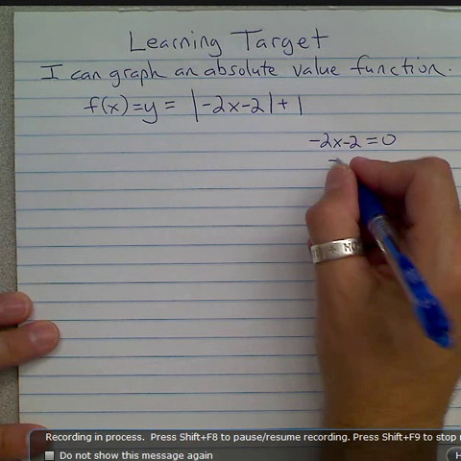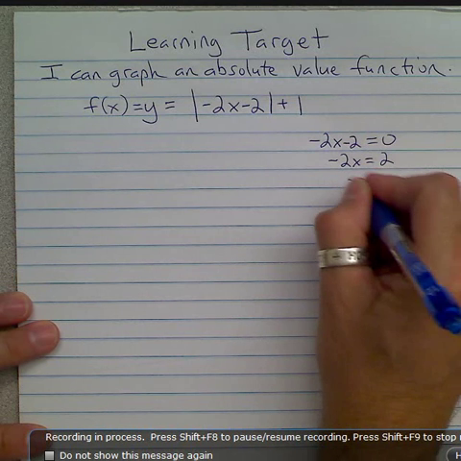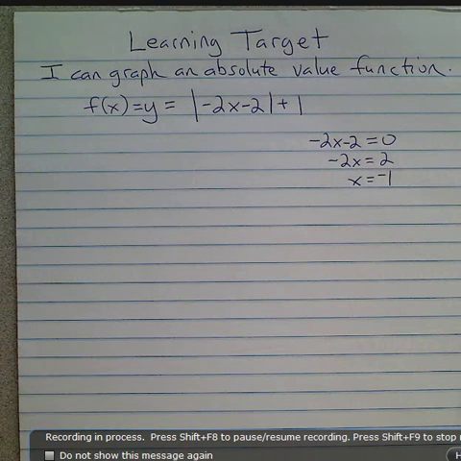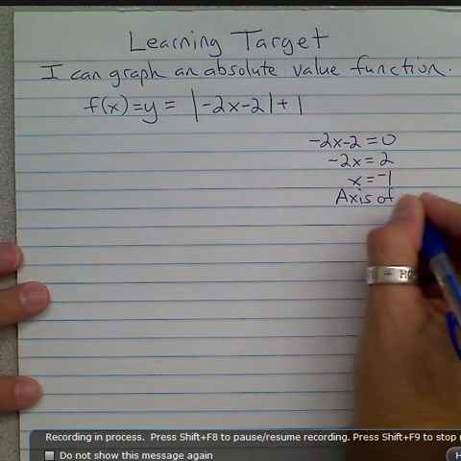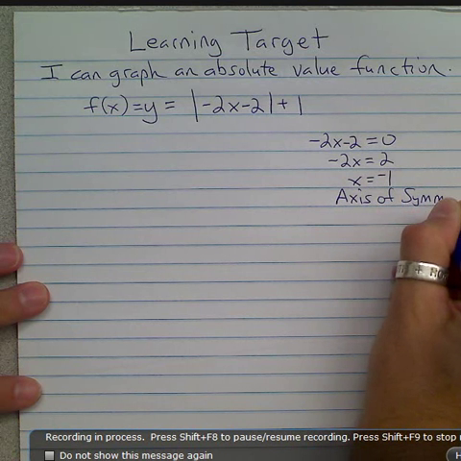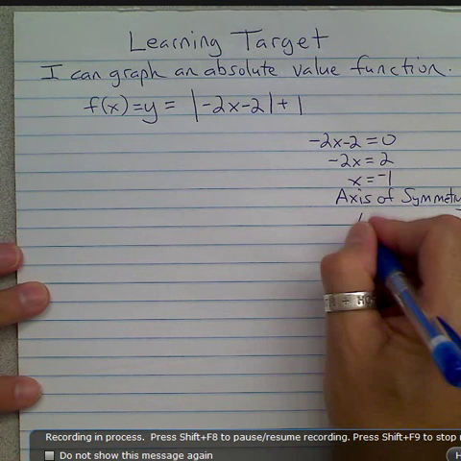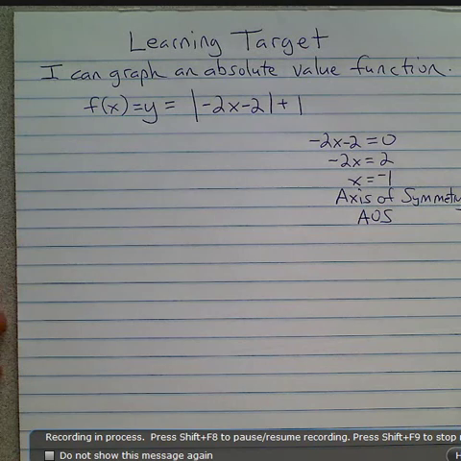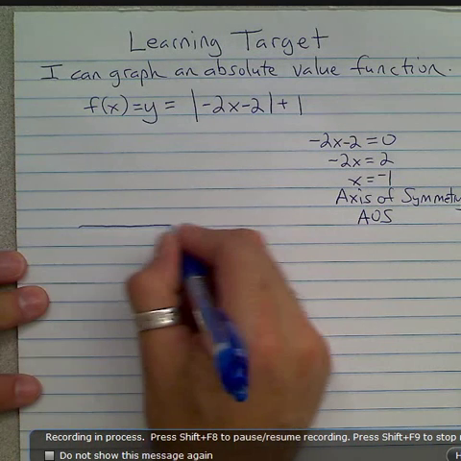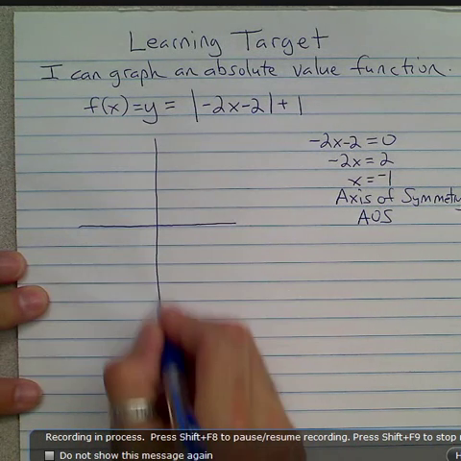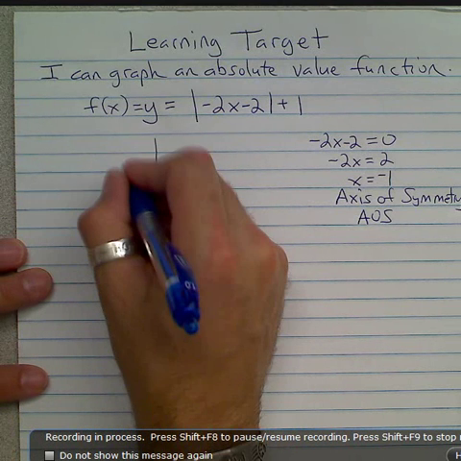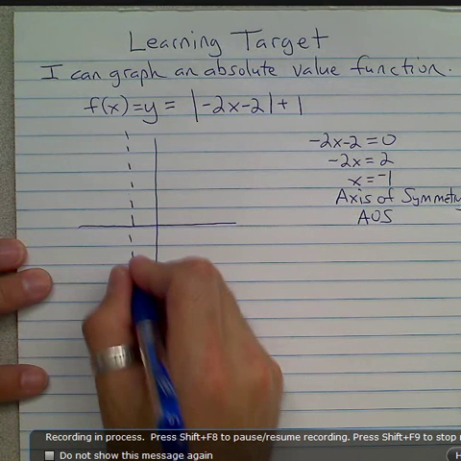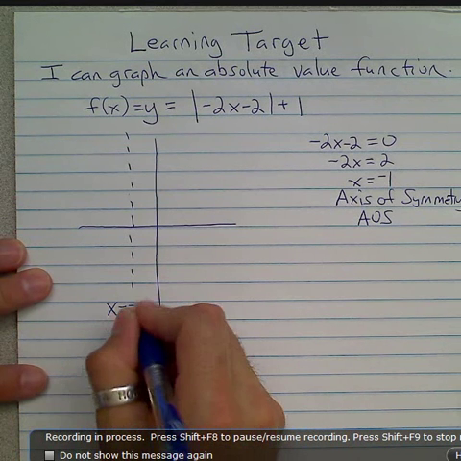And then solving for this so that we get a value for x, which in fact is our axis of symmetry, our AOS. So what we have is kind of a starting point, that is our axis of symmetry at x equals negative 1.